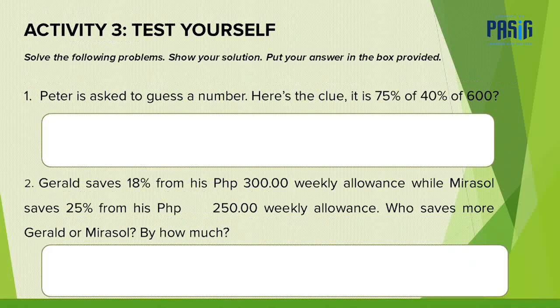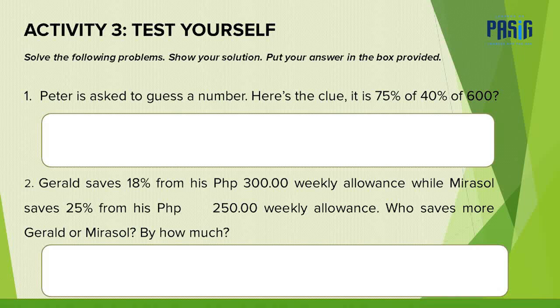For activity 3, test yourself. Solve the following problems. Show your solution. Put your answer in the box provided. Number 1. Peter is asked to guess a number. Here's the clue. It is 75% of 40% of 600.